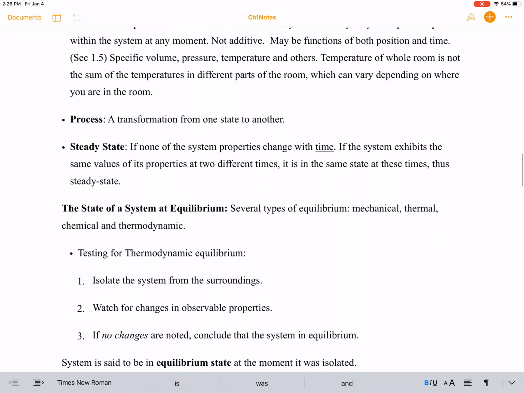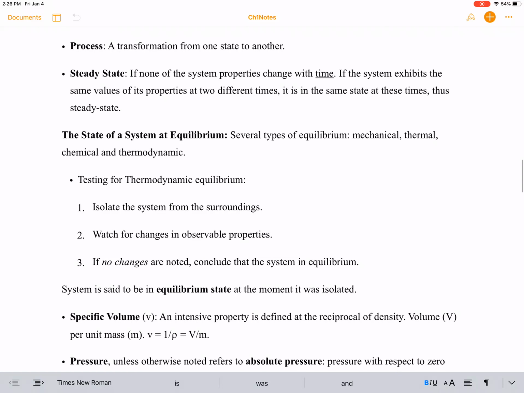Process is the transformation from one state to another. We'll learn more about that in subsequent chapters too. Steady state means none of the system's properties change with time. If the system exhibits the same values of its properties at two different times, it is in the same state at both of these times, thus it's steady state.